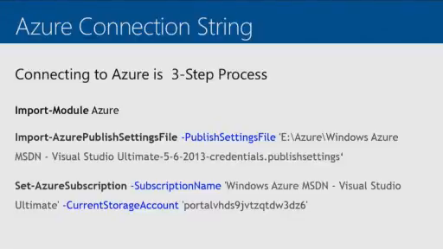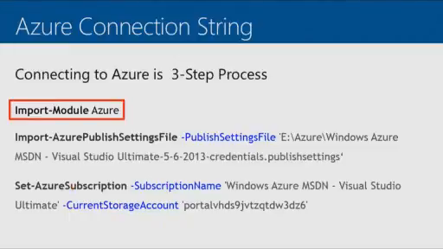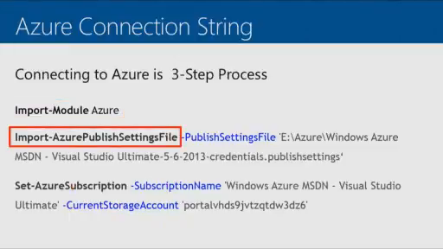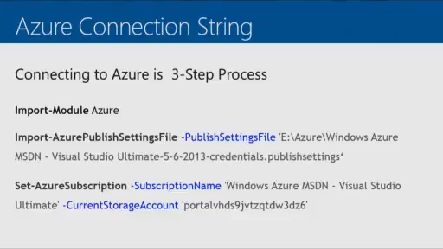So we covered off our Azure connection string. It's the three-step process. Let me get my trusty laser pointer out here. I import the Azure module, which you can get from the download page at windowsazure.com. I import my Azure publish settings file that I retrieve with that Get-AzurePublishSettingsFile cmdlet, and then I load up my subscription, and I'm good to go. So very easy to do.